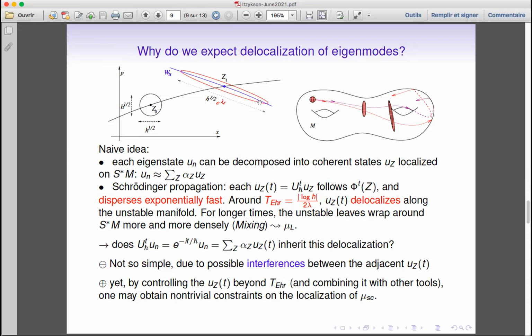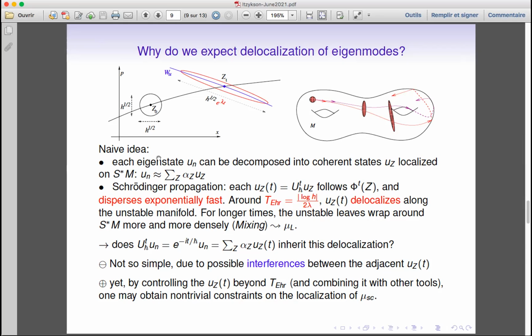this initial microscopic state will delocalize, which means that it will become macroscopic. It will spread along a piece of unstable manifold. If you go to longer and longer times, this piece of unstable manifold will wrap around the energy shell, more and more densely. It will converge in a weak sense to the Lebesgue measure, to the Liouville measure. So individually, for one of these coherent states, when you evolve it in time, it will spread and converge to the Liouville measure.